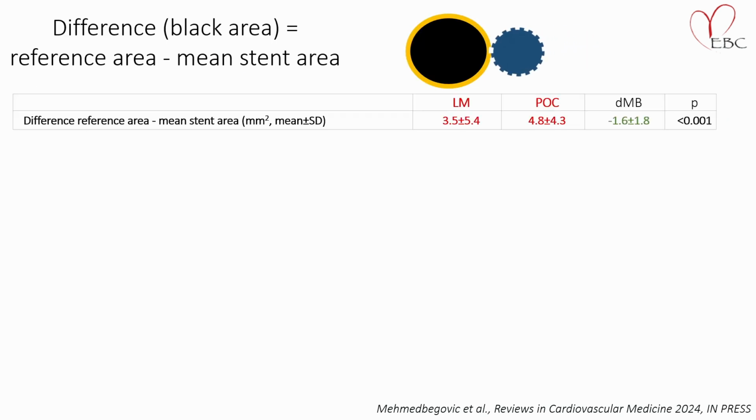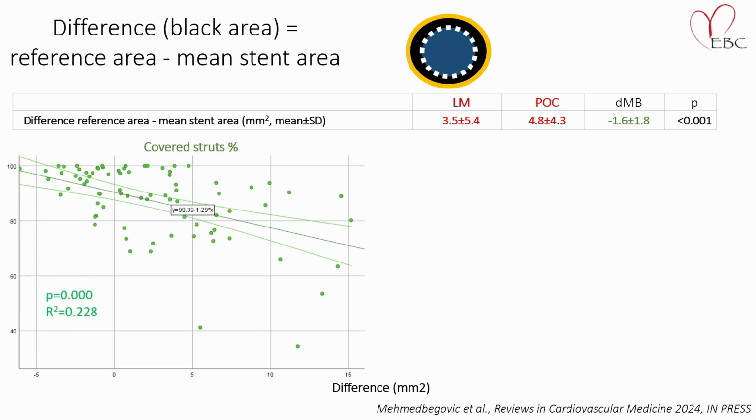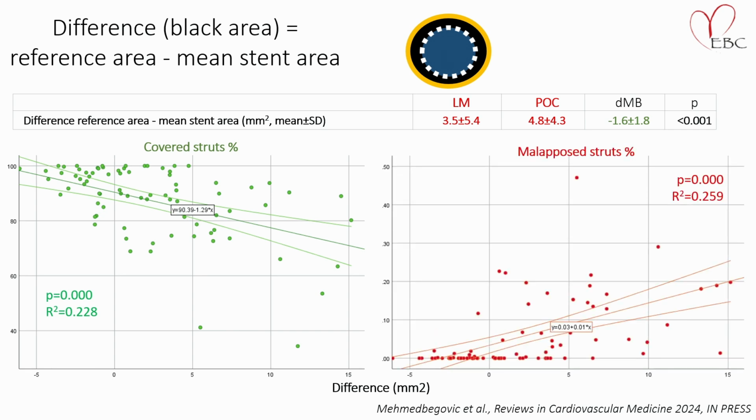So we then looked at the difference between the proximal reference area and the mean stent area. This is the black circle on this image, and we found it to be positive in the proximal regions, being 3.5 and 4.8 square millimeters, and negative in the distal branch. And this was significantly correlated with the percentage of covered struts and also with the percentage of malapposed struts.